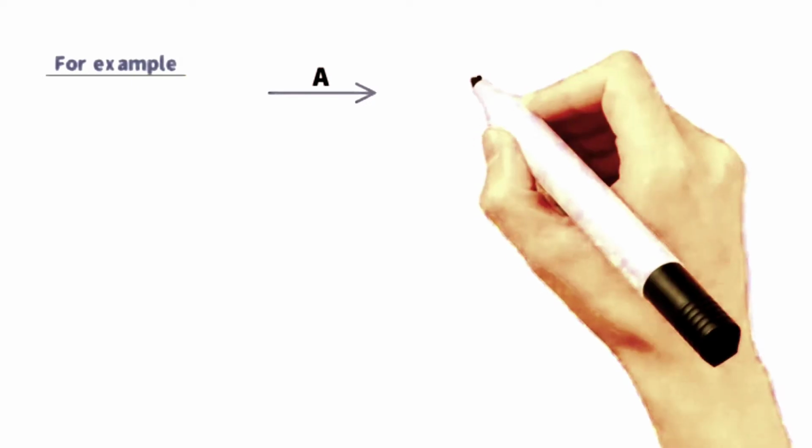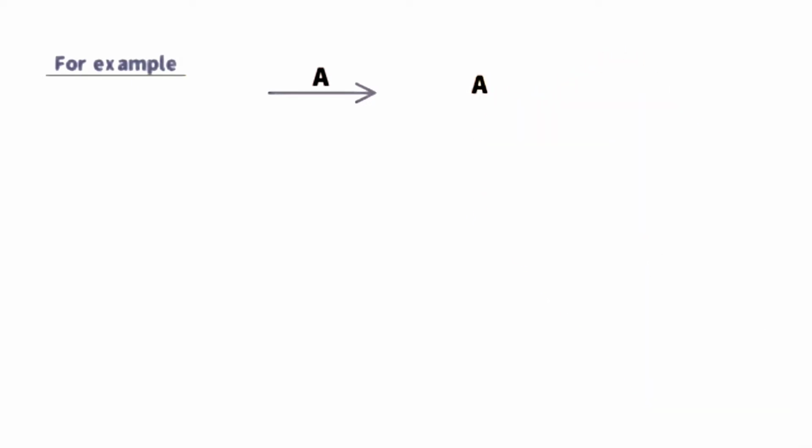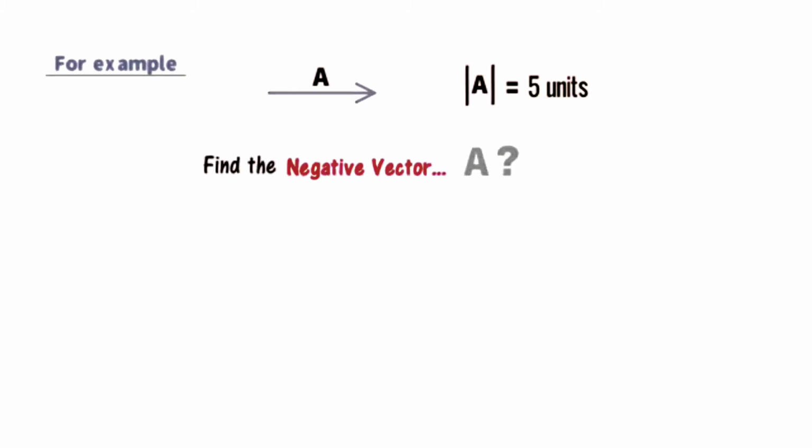Now, for example, if I have a vector A in this direction, and let the magnitude of the vector A be 5 units. Now, if someone is asking me to find the negative vector of A, or the additive inverse of vector A, then what will I do? I will just change the direction of the vector A and I will get minus A.